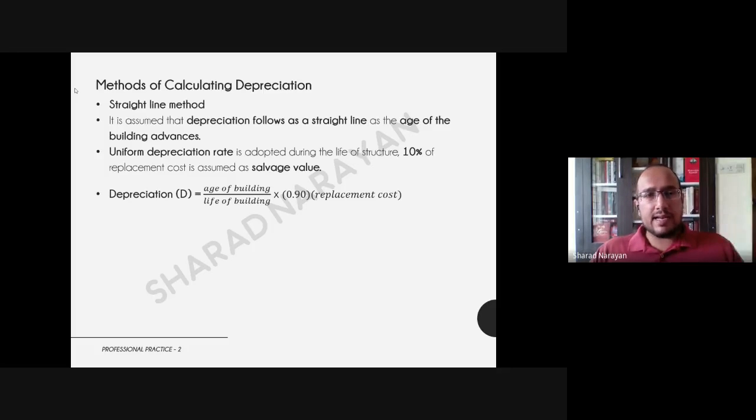So if we are calculating depreciation over here, we look at the factor D. In D, we put the age of the building and divide it by the assumed life of the building. And we consider the replacement cost, which is basically the actual value minus 10% for salvage value. So that is your factor over here, 0.9.